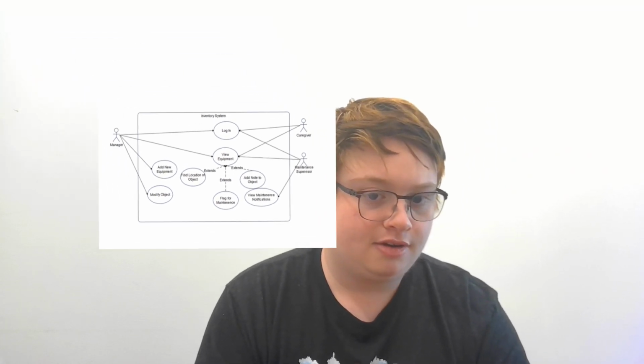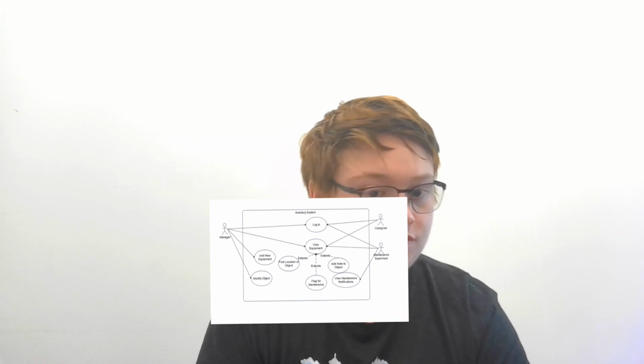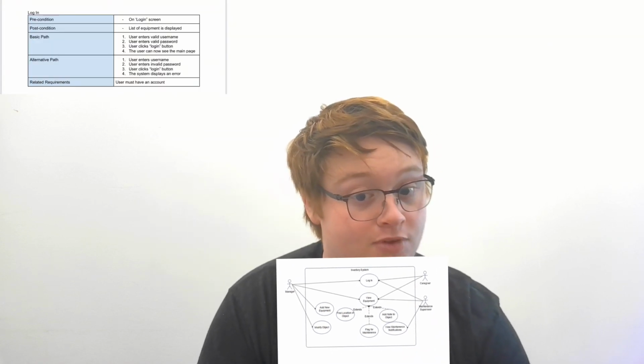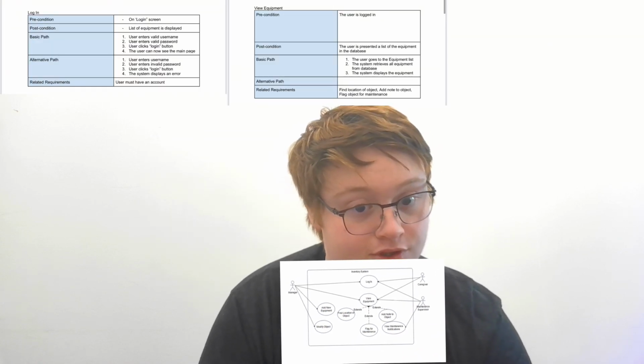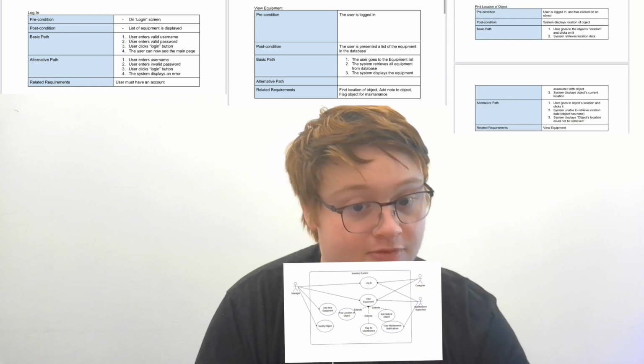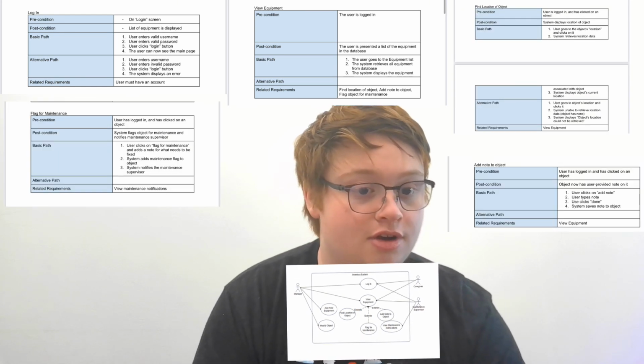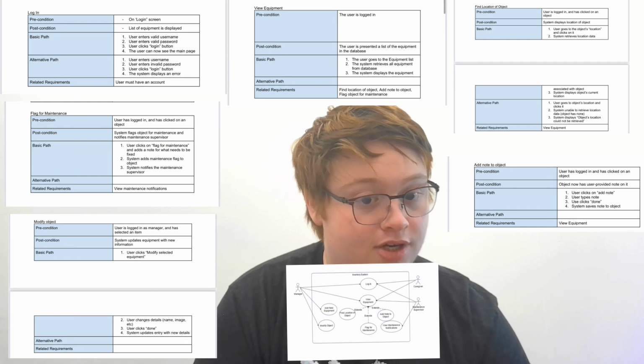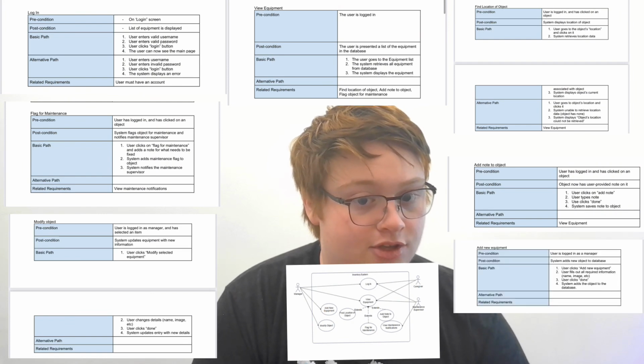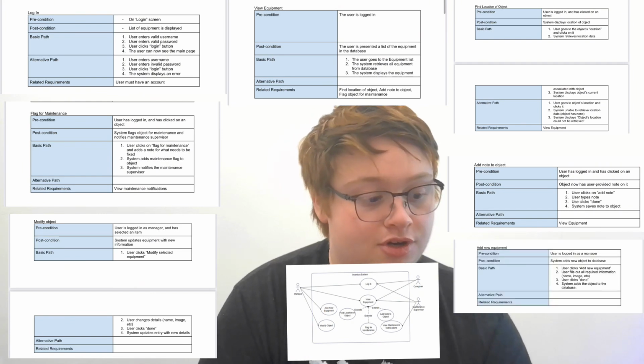And then from everything here, the use cases we have are to log in, which everyone can do. View equipment, which everyone can do, also extends to defining the location of an object, flagging an object for maintenance, and adding a note. The manager will be able to modify an object and add new equipment, and the supervisors can view maintenance notifications. After our meeting yesterday, I'm going to be changing this around, probably by the next sprint, so we can have it exactly up to Thea's recommendations.